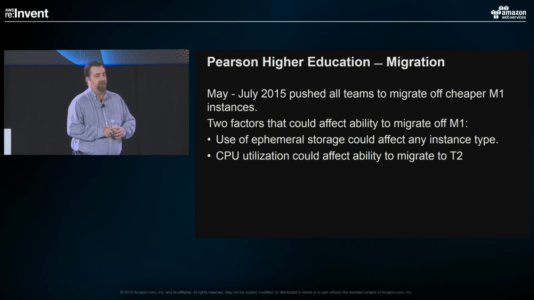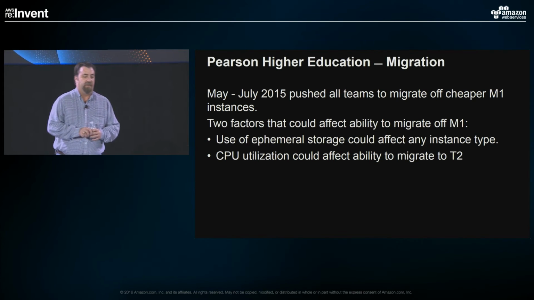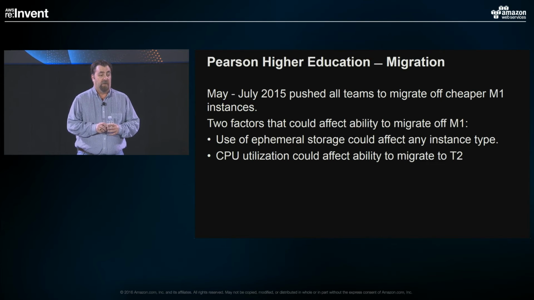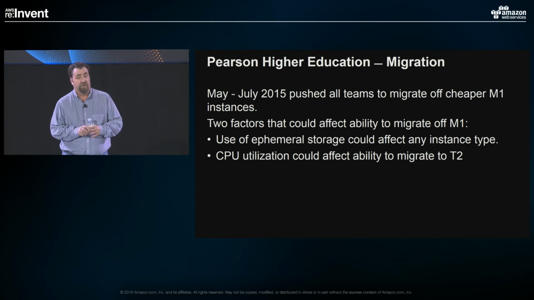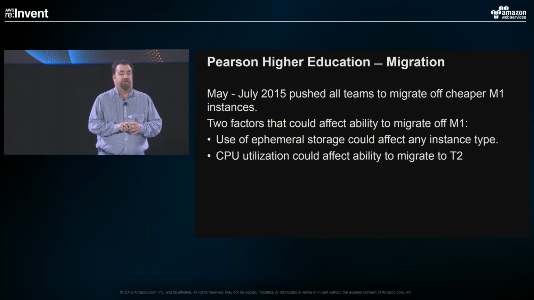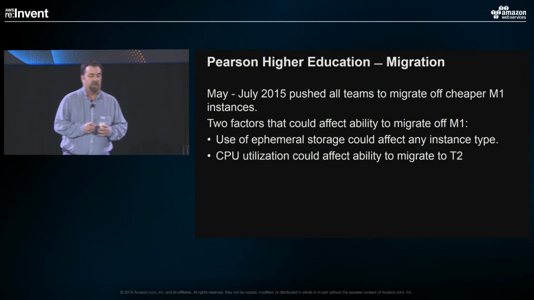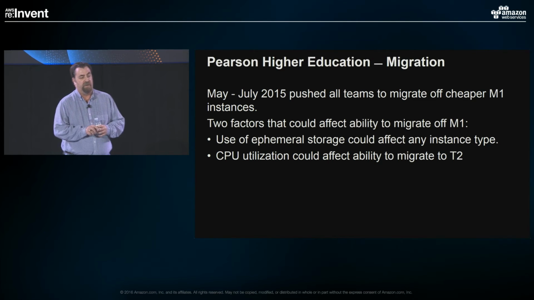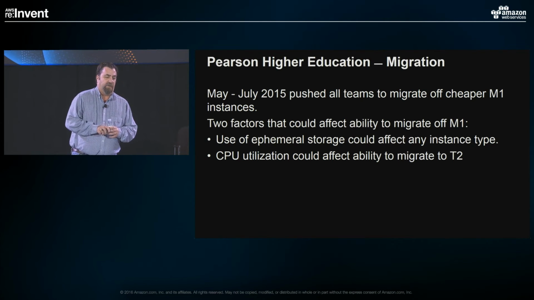So May through July of 2015, we pushed all our teams to evaluate their applications and what instances they were using, in a lot of cases M1s, and forced them to migrate off of the M1s. Some teams could do this easily, some not so much. The two factors that would affect the migration: the use of ephemeral storage could affect this. The M1s have the ephemeral storage; with the T2s you're strictly left with just EBS storage. So if they needed the ephemeral storage, that migration couldn't happen.